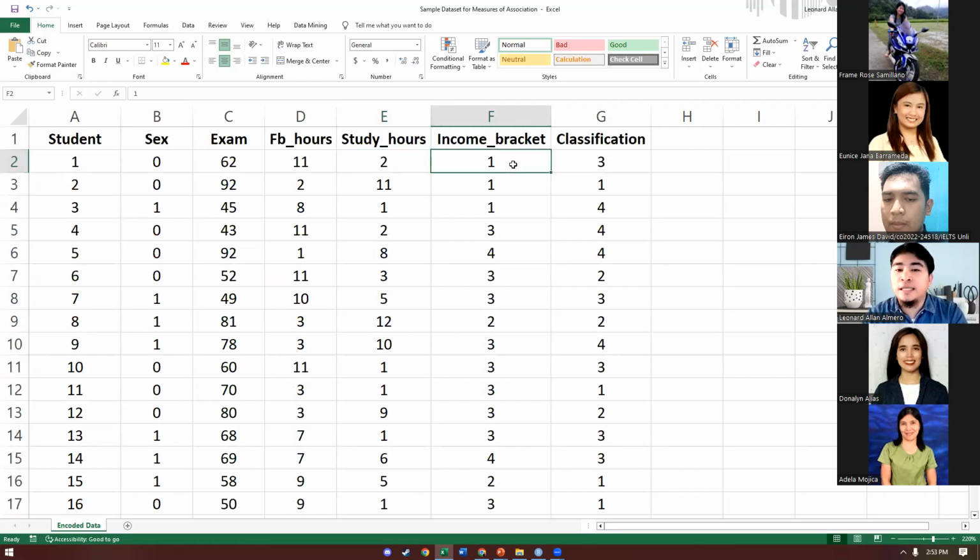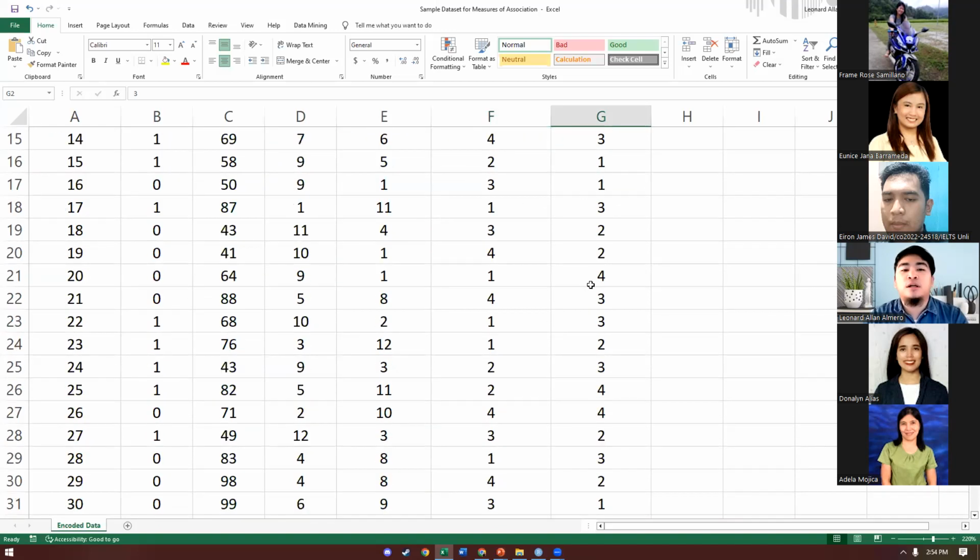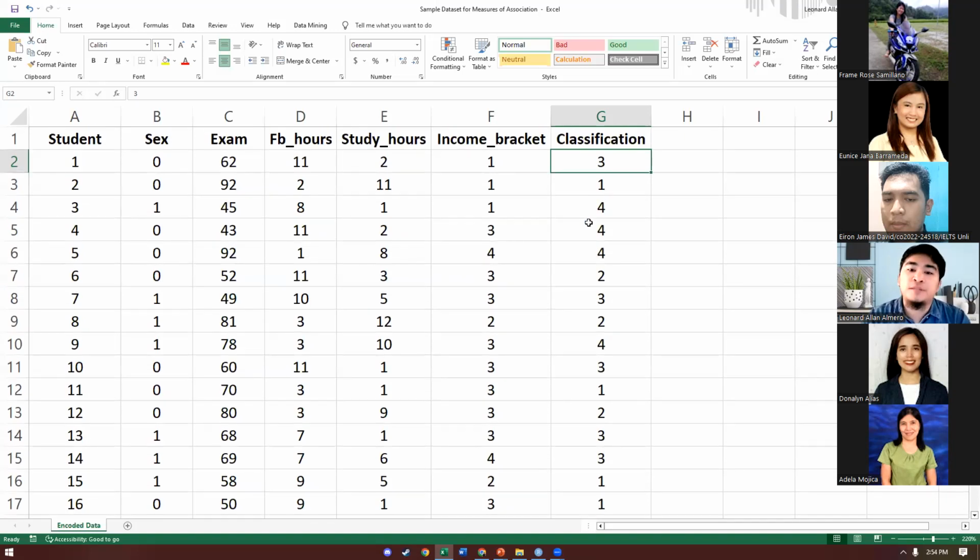And I also have their income bracket. Pag sinabi ko pong bracket, may categories po yan. Coded na siya as 1, 2, 3, 4. Halimbawa, yung 1, pinakamababa, ay less than 15,000. Sumunod ay 15,000 to 30,000 and so on hanggang kay 4, let's say greater than 60,000. Then we also have the classification. Kung sila ay freshie or senior, 1, 2, 3, 4 din po yan.